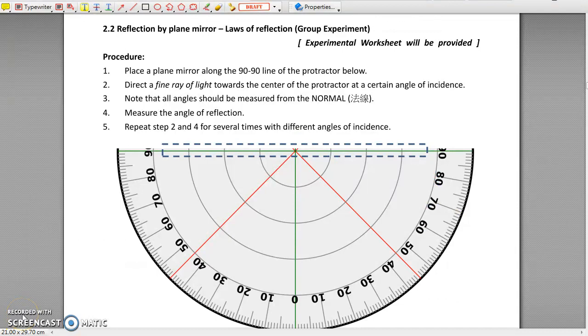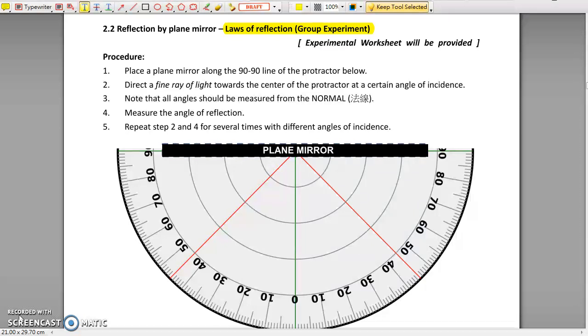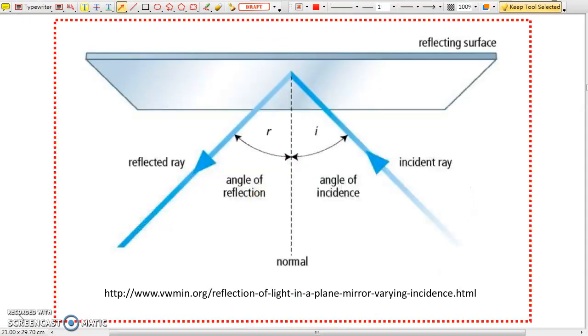2.2. Reflection by plain mirror. In the next lesson, you are going to finish an experiment named Laws of Reflection. Experimental worksheet will be provided. In the experiment, light rays from different directions are reflected by a plain mirror. You should measure the angle of incidence and the corresponding angle of reflection and find their relationship.